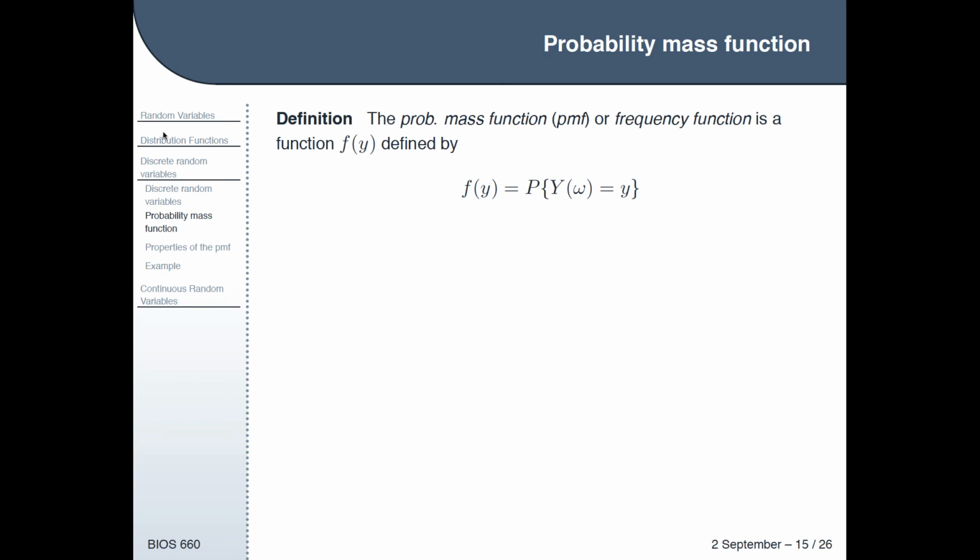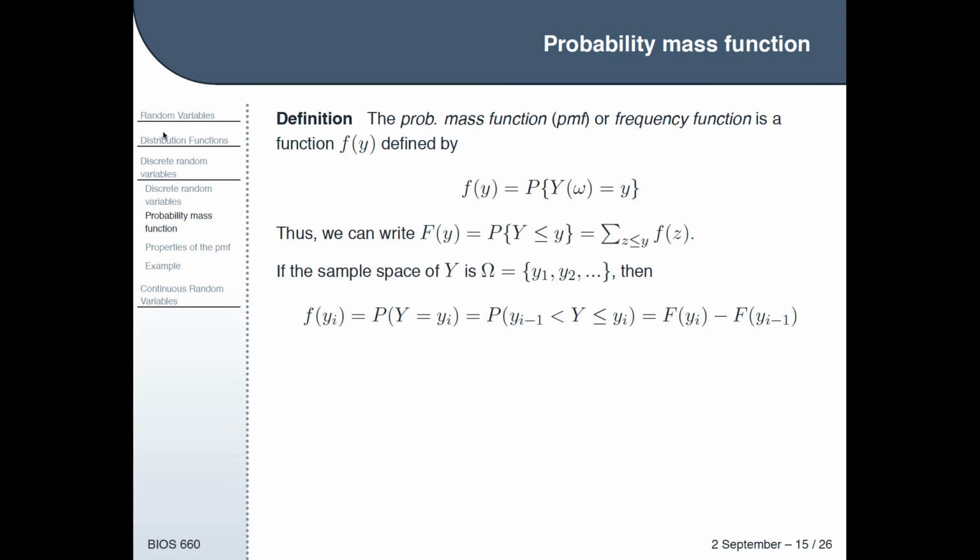And the probability mass function or frequency function associated with a discrete random variable is defined to be the probability that the random variable is equal to some given little y. Note that the probability mass function is usually denoted with a lowercase f, whereas the cumulative distribution function is usually denoted by an uppercase F.